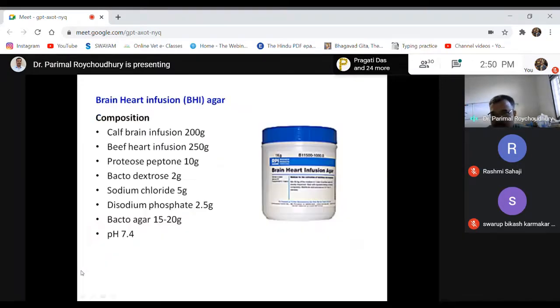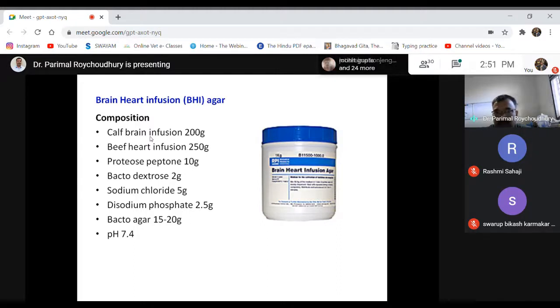So some of these media we will be learning this way. Then coming to another, it's called the brain heart infusion agar, as well as the brain heart infusion broth. If it doesn't have the agar, then it will be a broth. So this is a classical example of enriched type of media. It contains very good nutrition from brain tissues, then heart tissues, besides the other common components. This particular media supports the growth of bacteria very much, and the bacteria are very happy to grow in this media.